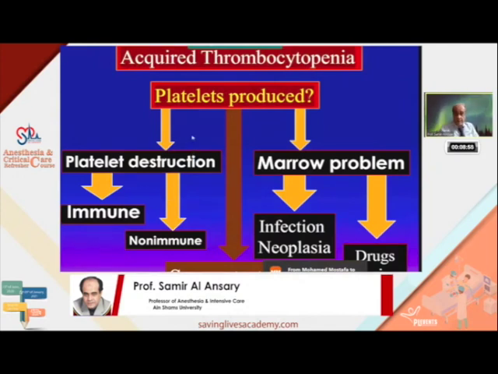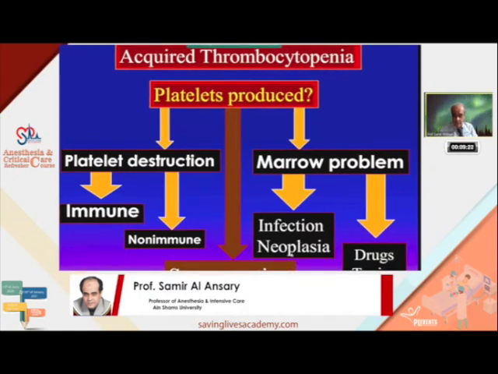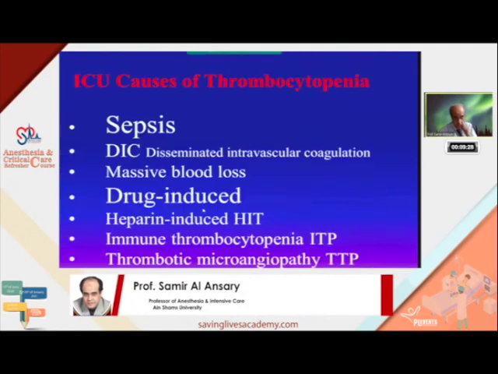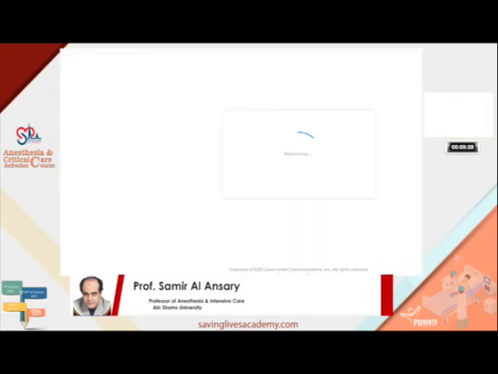Acquired thrombocytopenia, as we said, is caused by many causes. It may be platelet destruction from an immune mechanism, as in cases of immune thrombocytopenic purpura, or it may be non-immune, or due to sequestration in the spleen, or infection in the bone marrow, or some sort of neoplasia or bone marrow infiltration. Also look for drugs and toxins which affect the bone marrow. Among the common ICU causes of thrombocytopenia, sepsis is the main cause.